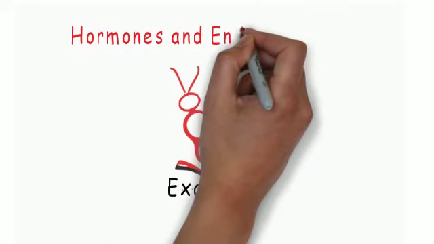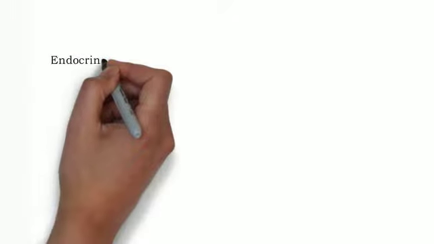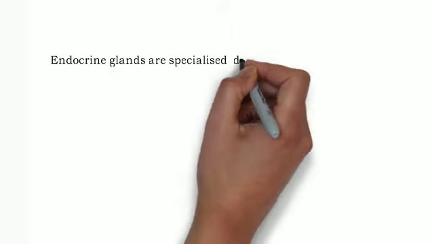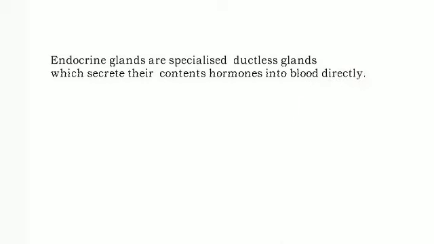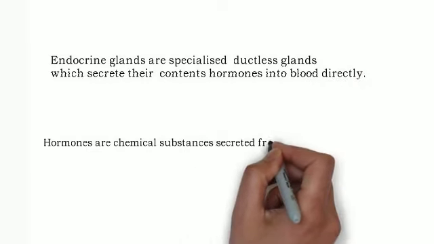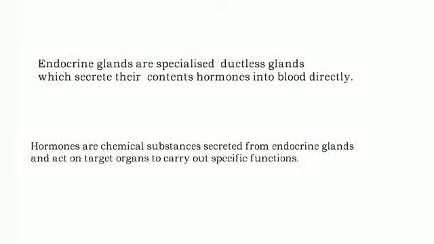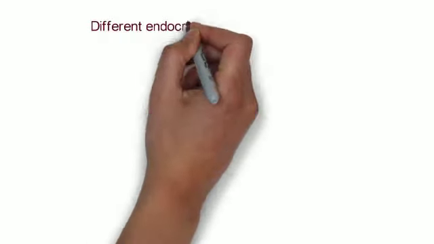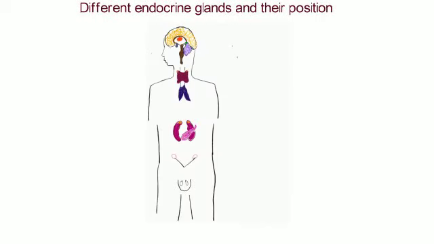Today our topic is hormones and endocrine glands. Before coming into detail, just a few words for endocrine glands. So these are ductless glands which synthesize hormones directly into blood. And what are hormones? These are chemical substances that act on specific target organs to carry out some definite functions. So let us start with the names of endocrine glands, their secretion and function.